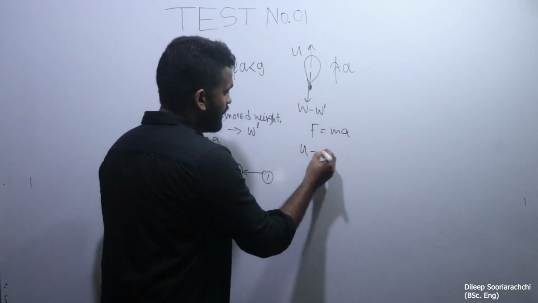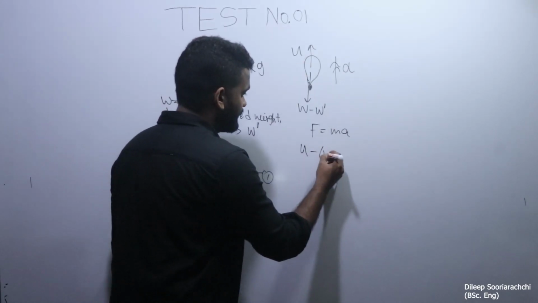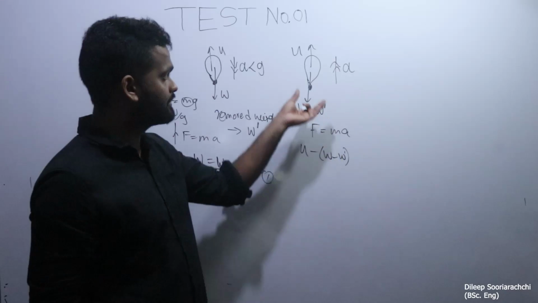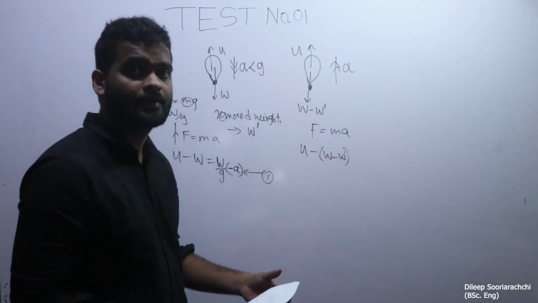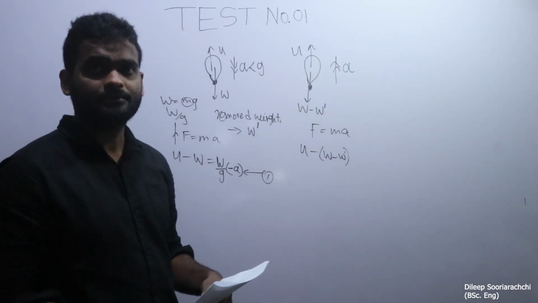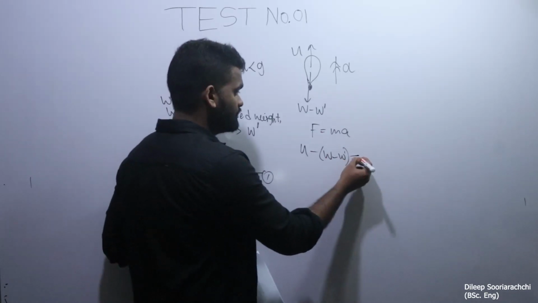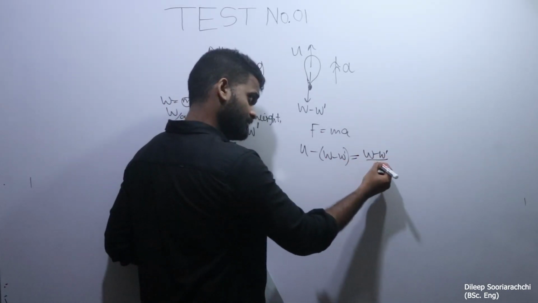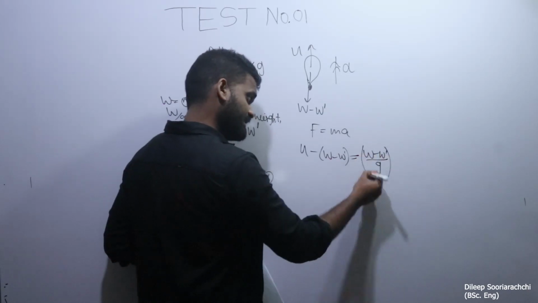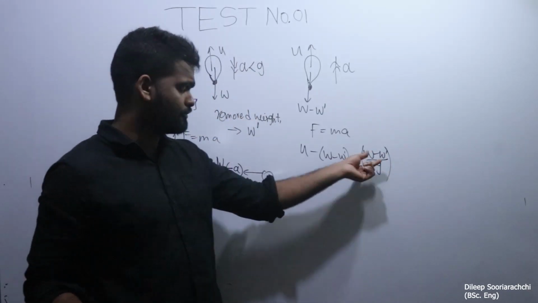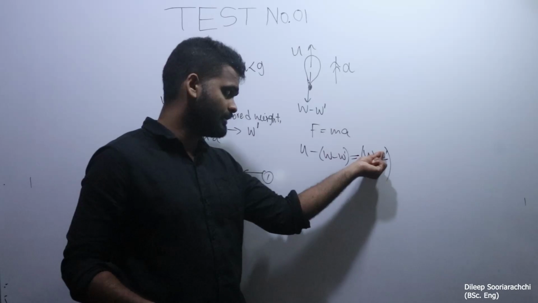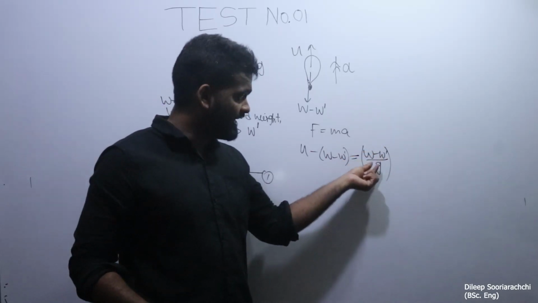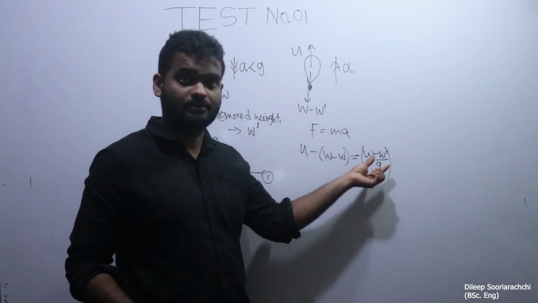So upthrust upwards, then downwards is W minus W dash. That is the net weight of the balloon. Then that is equal to, now the mass of the balloon is (W minus W dash) divided by g. In order to make that a mass, this is the weight of the balloon, you have to divide it by gravitational acceleration to make it a mass. That's the mass of the balloon now.